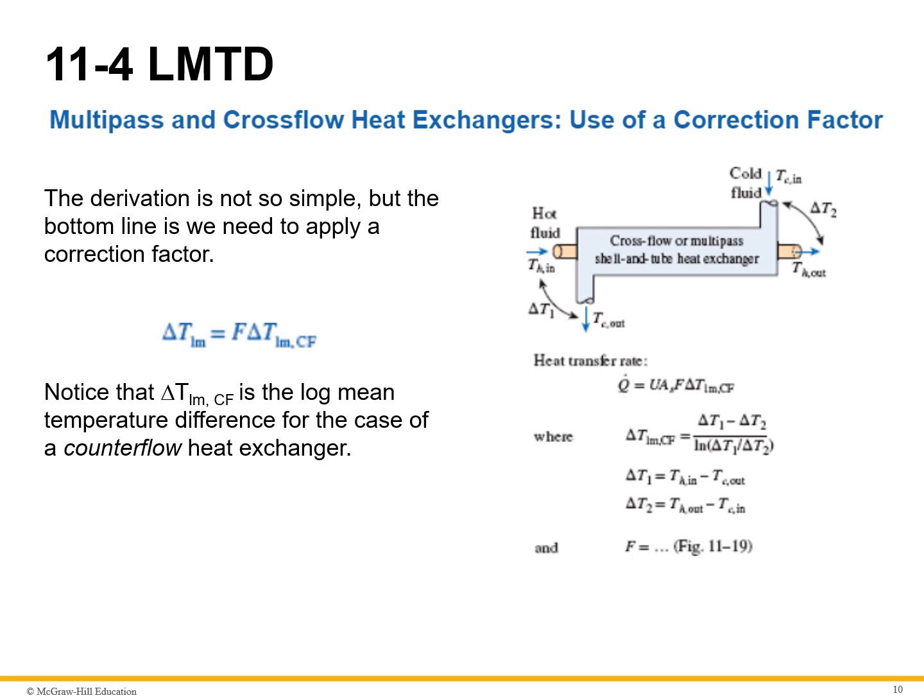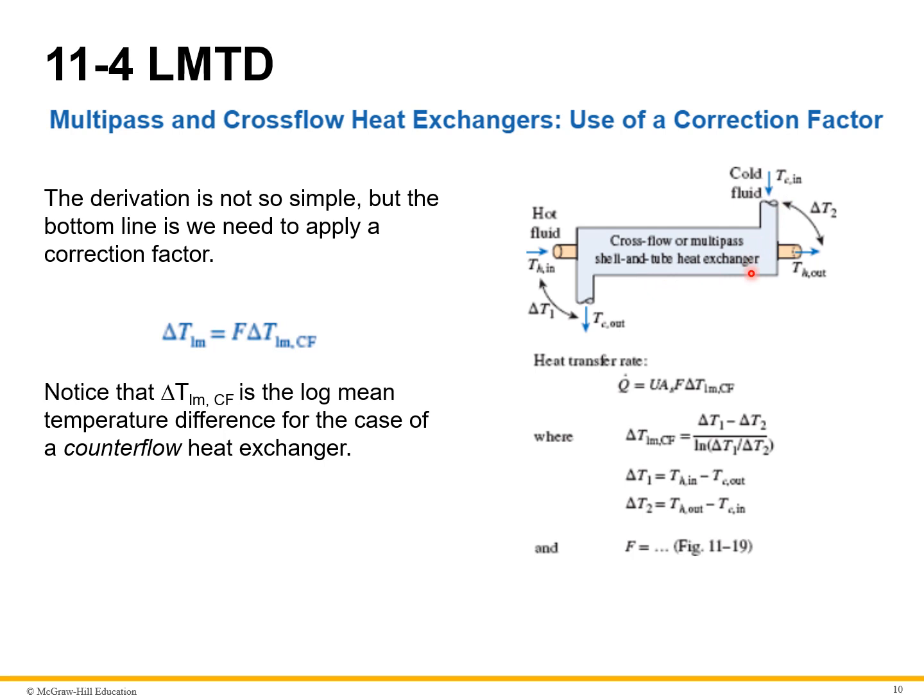The other two types of heat exchangers we can talk about are what's called multipass and crossflow. In these examples, you have to use what's known as a correction factor. This derivation is not so simple, but the bottom line is you need to apply an F factor, which is the correction factor. Notice also that the delta T_LM counterflow is the log mean temperature difference for the case of the counterflow heat exchanger.